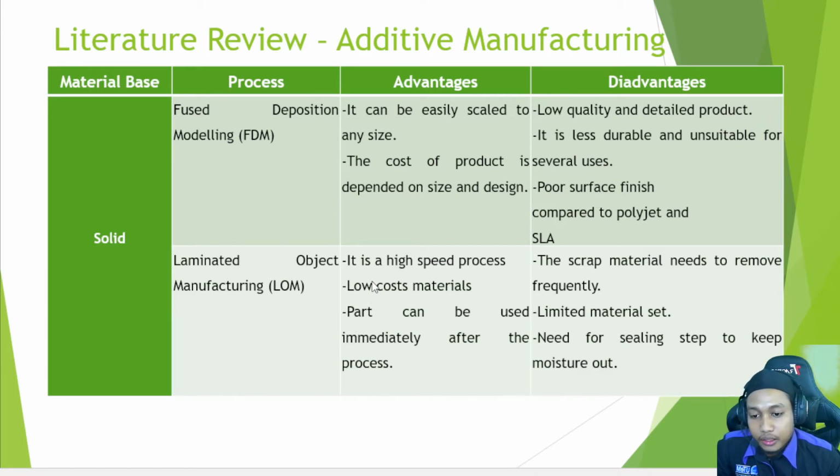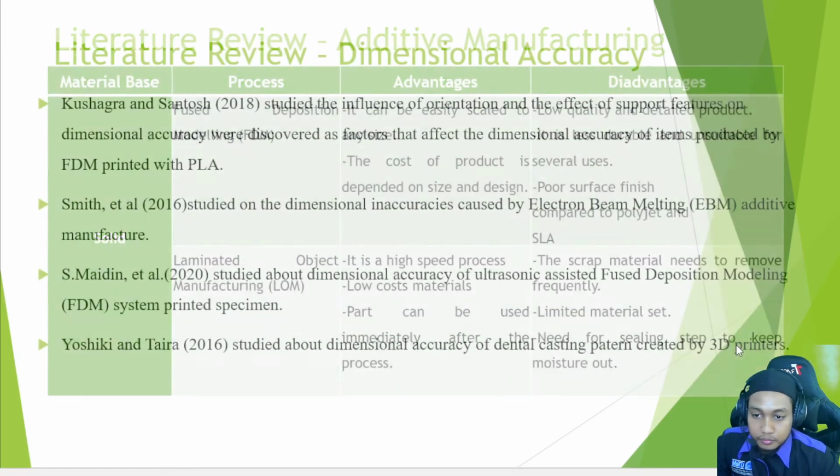The advantages of LOM: it has a high speed process, low cost material, and the part can be used immediately after the process. Okay. And the disadvantages of this process: the scrap material needs to be removed frequently, limited material set, and the need for a sealing step to keep the moisture out.